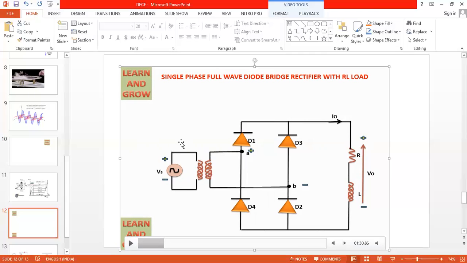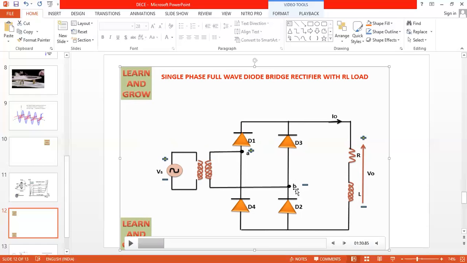So the bridge-shaped circuit can be redrawn like this. It is the easiest form. You will get the complete marks. No need to hesitate. D1, D2, D3, D4. So here, assume this is terminal A. Positive is A, negative is B. During the positive half cycle, A is greater than B. Therefore, the direction of the current starts from A. So the same A and B are written here.